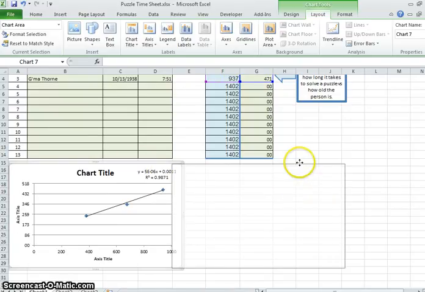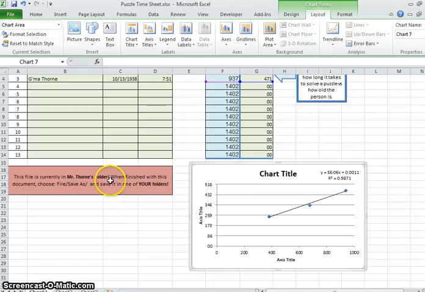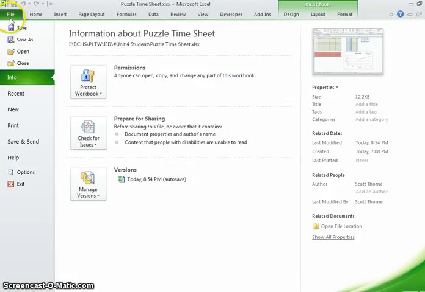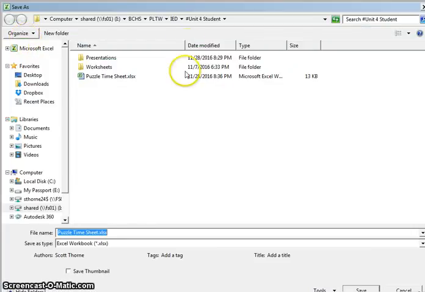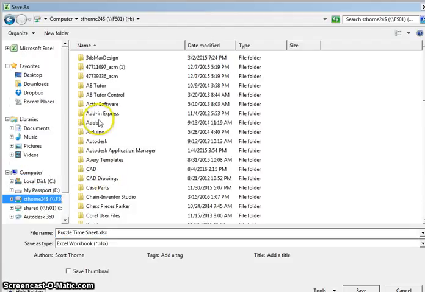If you don't like to read, this is just saying that, hey, this is currently saved in Mr. Thorn's folder. When you're finished with this document, go File, Save As, and save it into one of your folders. So that would just look like this. You go File, Save As, and instead of this being in the shared drive for Unit 4, I want you to go over here where it has your first initial last name. It's the H drive, and pick one of these files of yours to save it into instead.